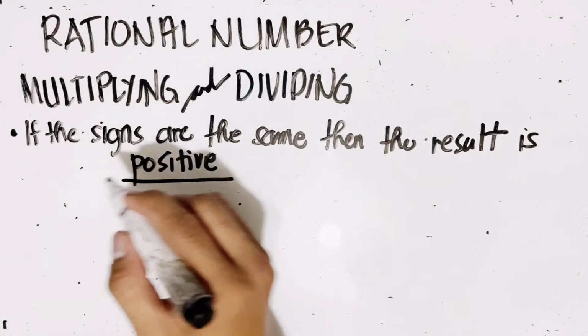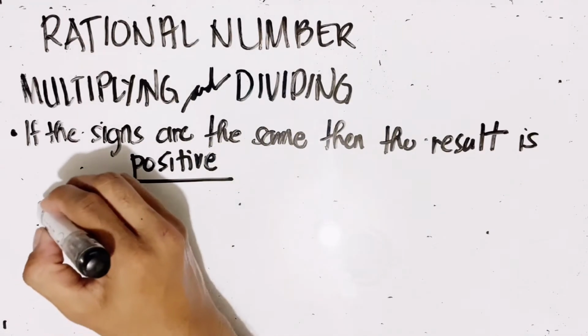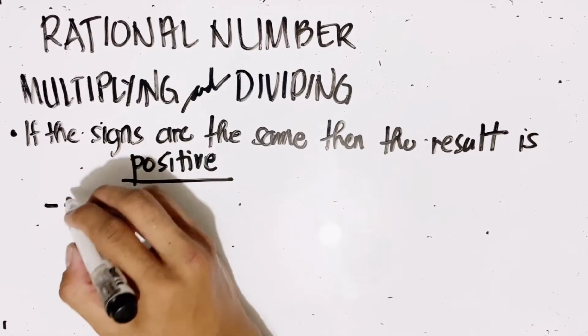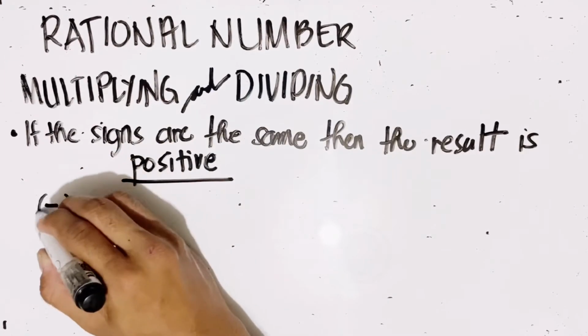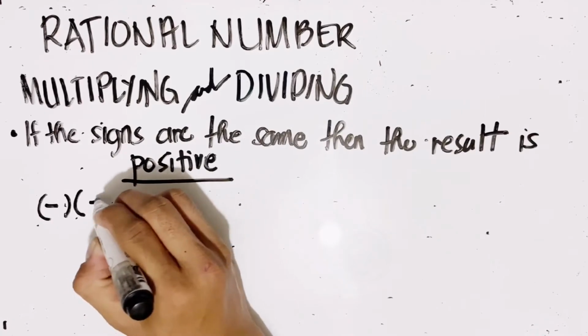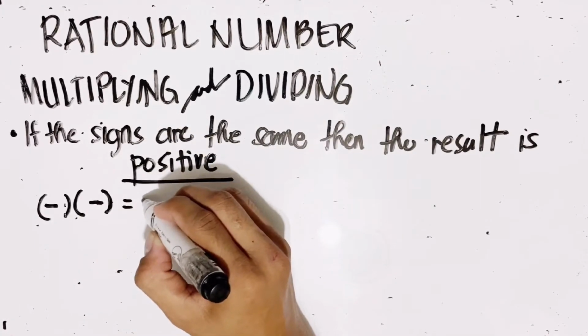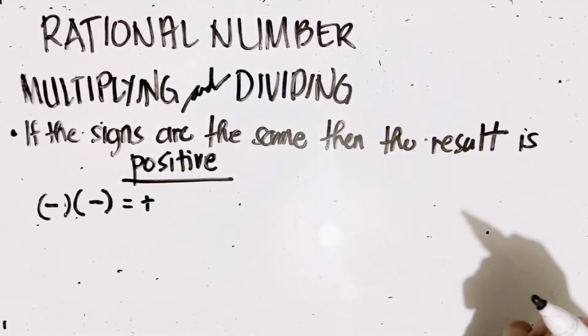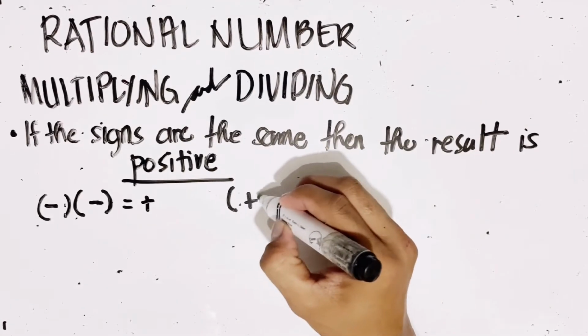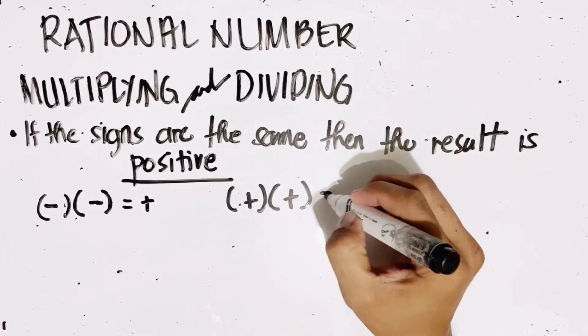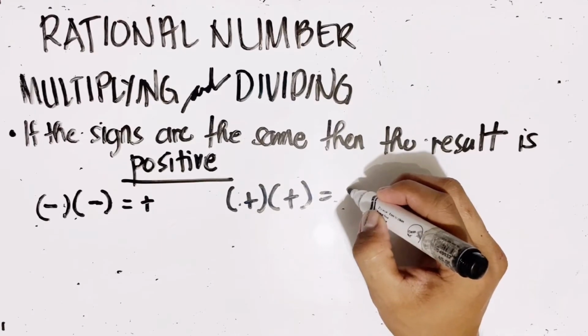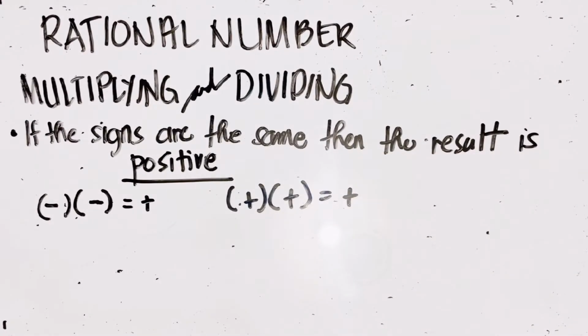So, for example, negative times negative, that's equal to positive number. While positive times positive, that is equal to a positive number also.